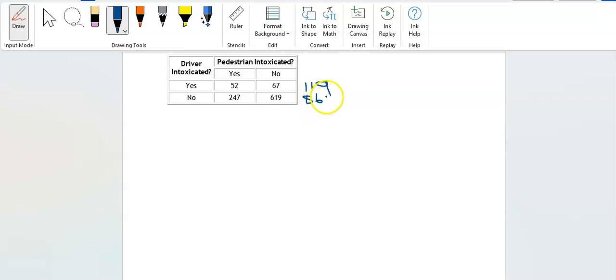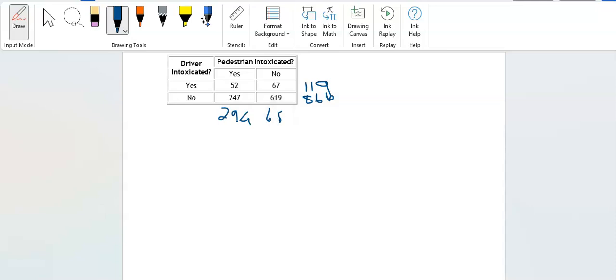And usually before we do these calculations, we want to get all the row totals and all of the column totals. So I'm going to do the column total. 52 and 247 is 299. And I apologize, I'm kind of slow when I'm writing on the screen, kind of like a first grader. And then the next column, 67 and 619 is 686.